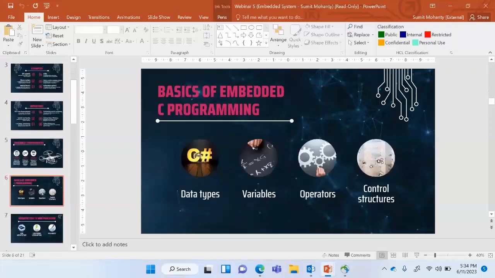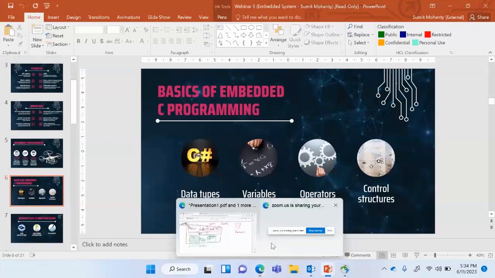So what are the basic embedded C programming topics we will be discussing? Data types, variables, operators, control structures. What are the data types you know in C programming? Any one of you can put it in the chat box.